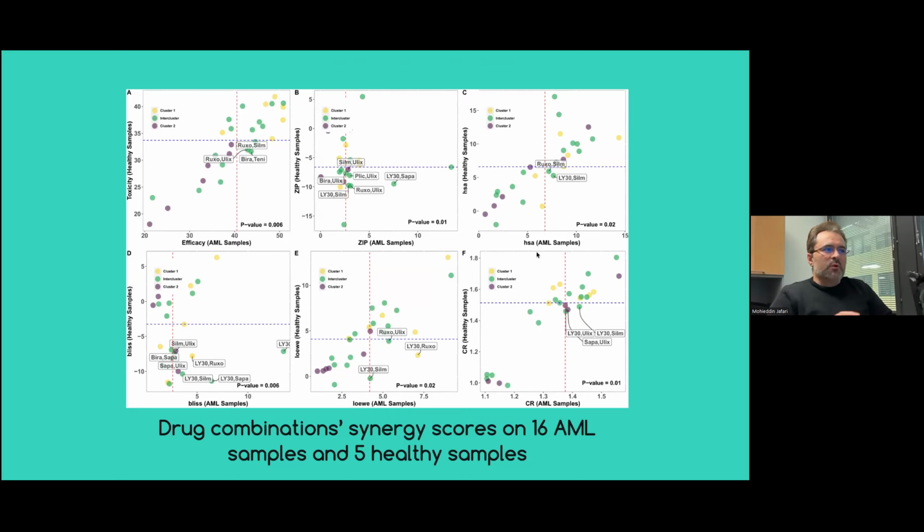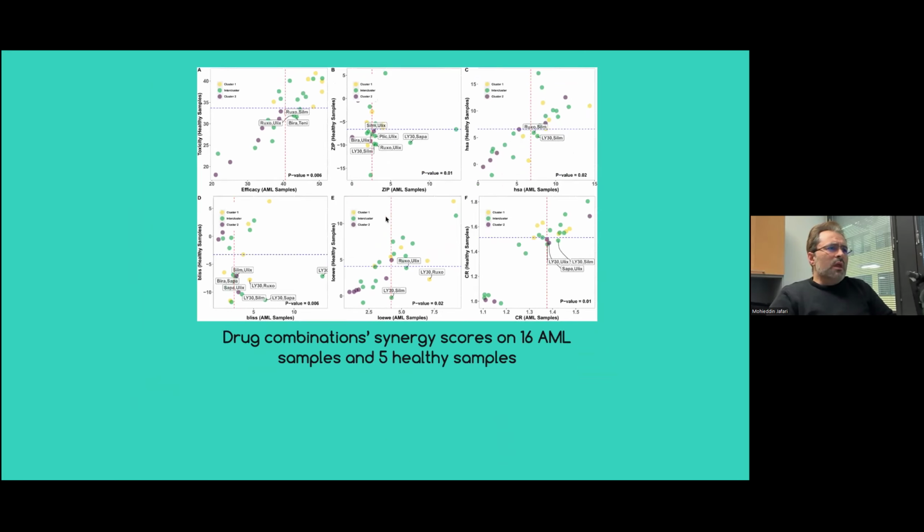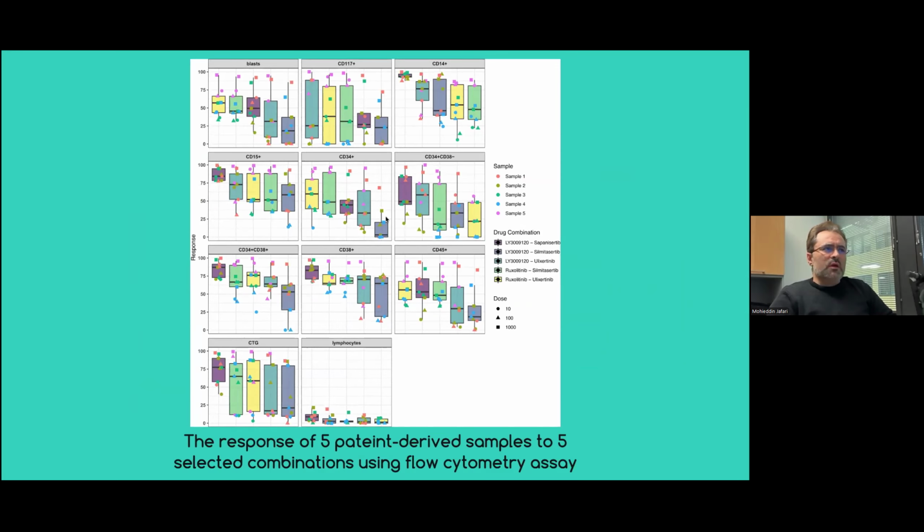And we show that from a different method of calculating synergy, again, intercluster combinations have better efficacy, and also, interestingly, a lower toxicity compared to the intracluster or single drugs. After that, we use different flow cytometry methods to validate the five top combinations that we chose in the previous methods.